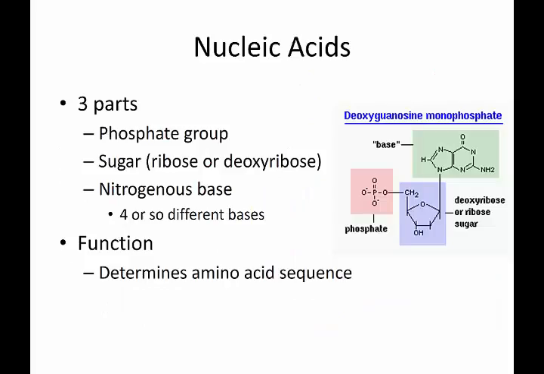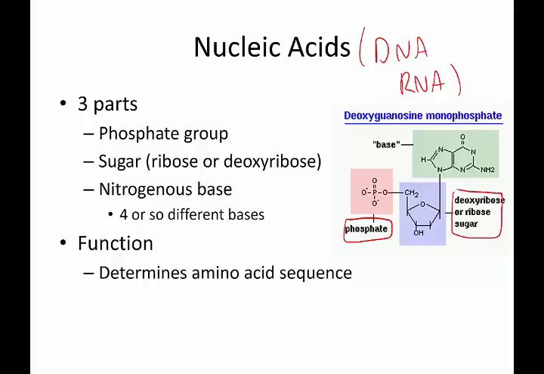So lastly, we're going to talk about nucleic acids. Essentially, when you think of nucleic acids, you can think of DNA and RNA. Those are examples of nucleic acids. Nucleic acids are actually made up of three major parts. You have a phosphate group. P is the abbreviation for phosphate. We have a sugar. That sugar is going to be either deoxyribose or ribose: deoxyribose in DNA and ribose in RNA. And lastly, we have the base.